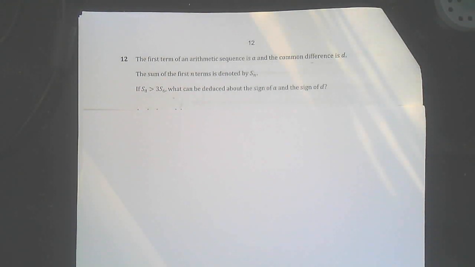Hello, we're looking at TMUA 2016 paper 2, and this is question 12. It says the first term of an arithmetic sequence is A and the common difference is D. So we're talking about sequences, using the usual notation, and it says the sum of the first n terms is denoted by Sn. And then it talks about S8 being at least three times the size of S6, and what can be deduced about the sign of A and the sign of D.